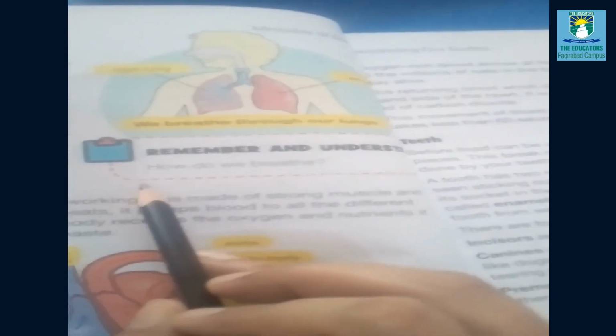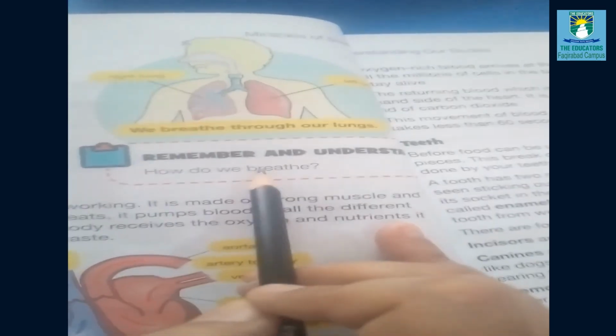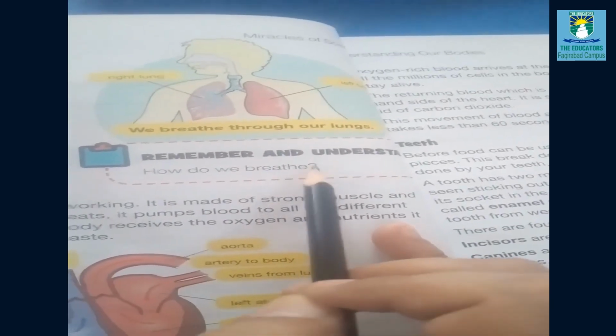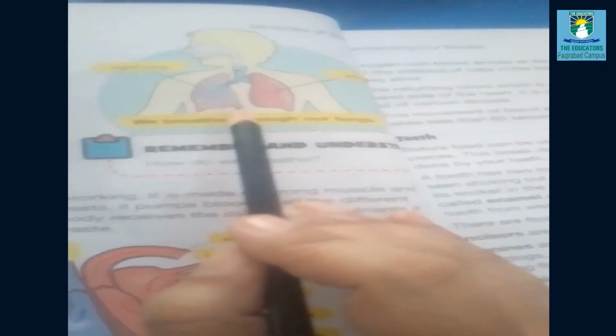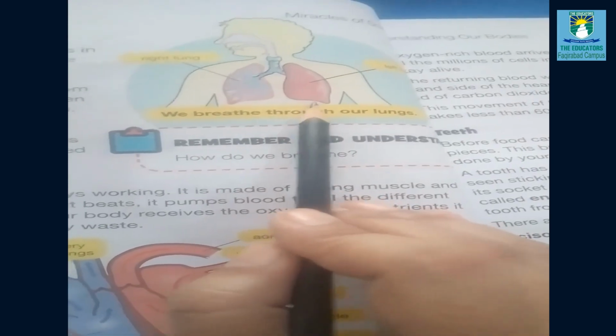Remember and understand. How do we breathe? We breathe through our lungs. Which organ? Lungs. Lungs help in breathing. It's enough for today.